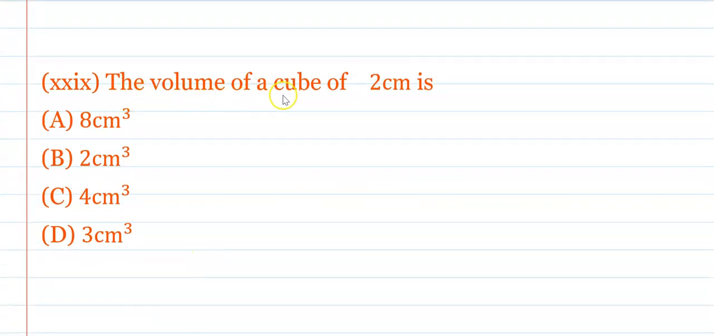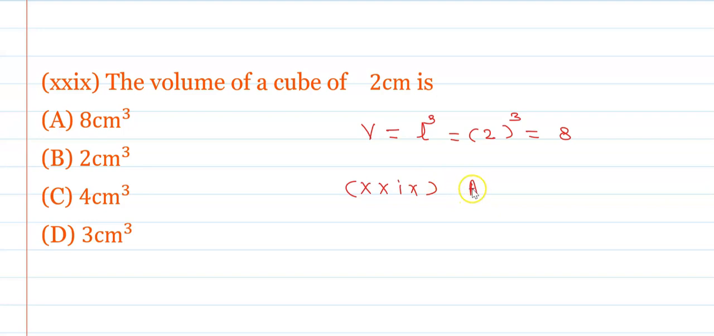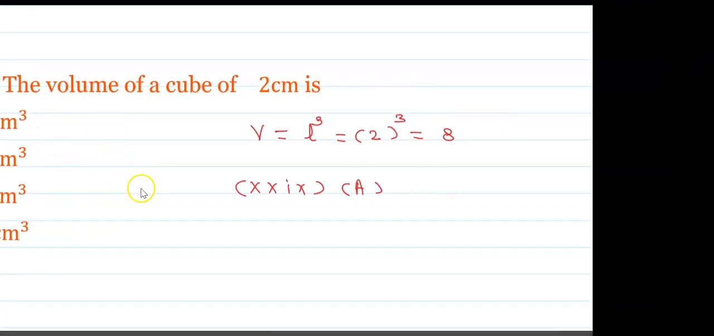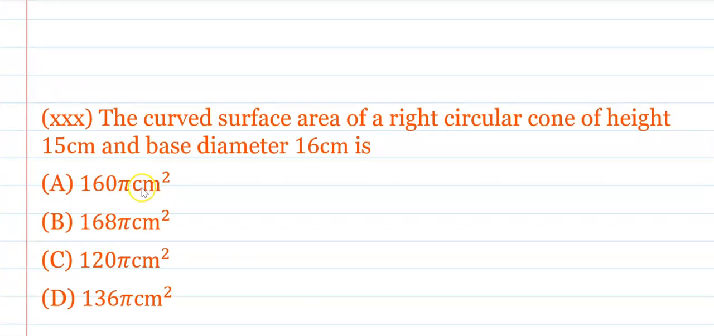the volume of a cube of 2 centimeter is, okay, the volume of the cube V is equals to L cube, means what, 2 raised to 3, and 2 raised to 3, that is equals to 8. Okay, therefore the option A is the correct one for this 29th question. Okay, option A, that is a 8 centimeter cube. Okay, now the next question.